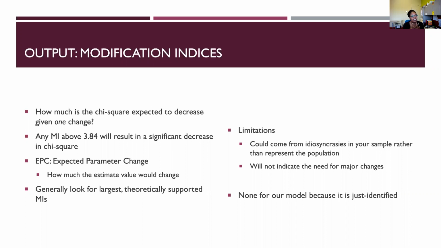Some of the limitations to using modification indices is that it might just be there's a weird correlation going on in your sample that's not represented in the population. So you might be making a change just based on what's in the sample. And also, if your model is just really messed up, these little, tiny changes based on the modification indices are not going to fix it. So for our model, we're not going to have any because it's just identified. If chi-square equals 0, you can't get any better than that.